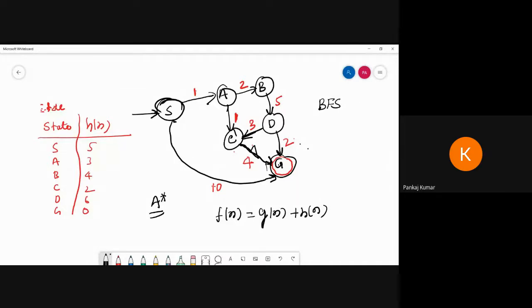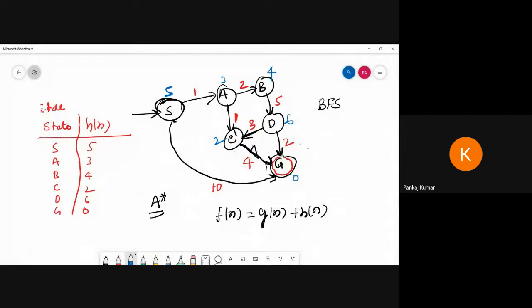Now see, suppose I mention the heuristic values here. Already I told you how to write the heuristic function: S is 5, then A is 3, then B is 4, this C is 2, then D is 6, and goal G1.